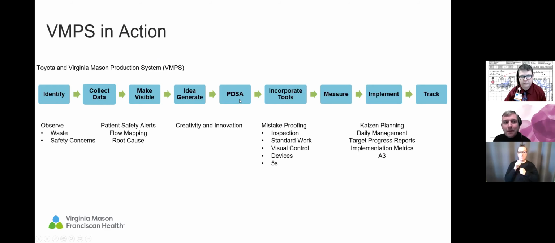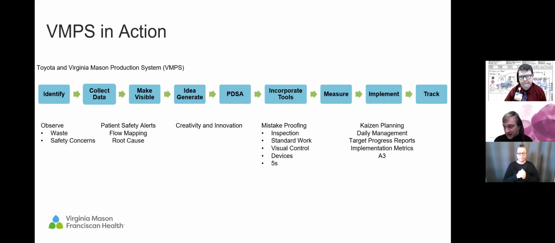This is a slide that breaks down what a management system looks like in action. It's probably similar to many of your own lean practices. At Virginia Mason, we identify problems by going to a Gemba, or where the work happens, and observing waste and safety concerns. We collect data using patient safety alerts or patient concerns. We do flow mapping, root cause analysis. We take that data, we make it visible for a team to look at that data and generate ideas. They use our tried and true creativity and innovation frameworks.